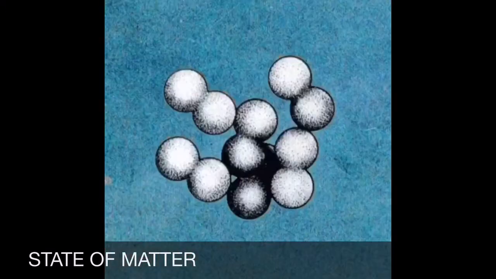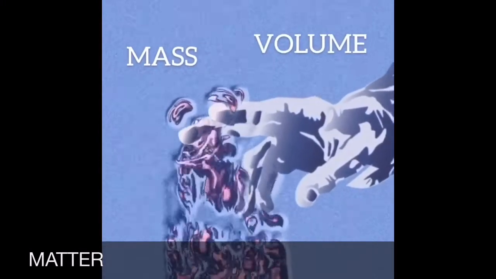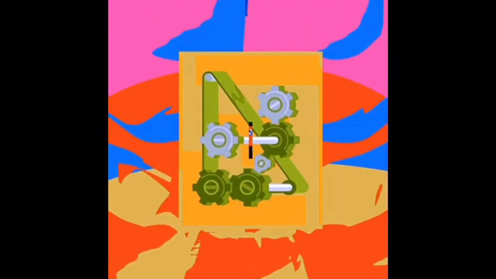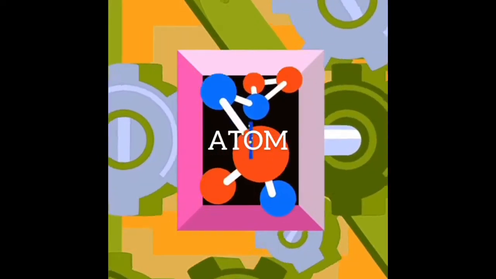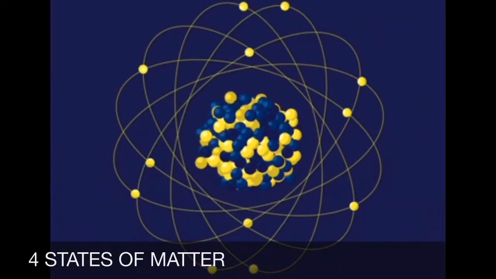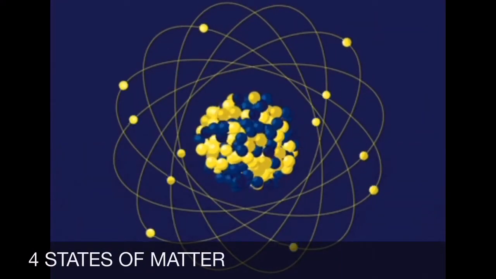Let's talk about the states of matter. Anything that has mass and volume is made up of matter. It is also composed of extremely tiny particles called atoms and molecules that make up our physical world. Let's now discuss the four common states of matter, starting with solid.